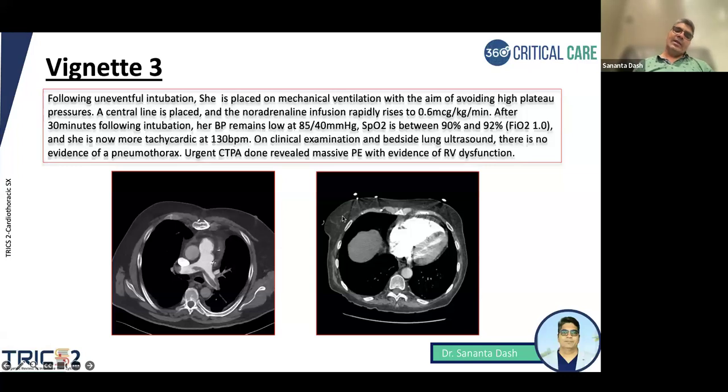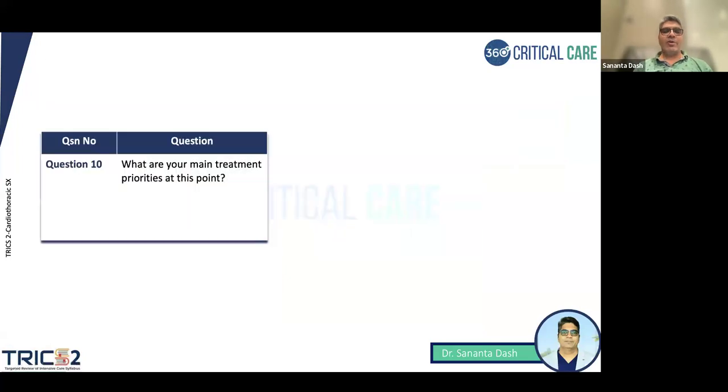Okay. Now, what do you anticipate? What will the question be? They have shown you a CT scan. There is a saddle embolus, and there is a dilated RV. What will be the next question in this case? Obviously, it will talk about what your main treatment priorities are at this point.